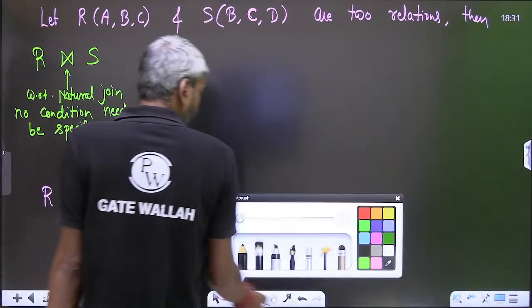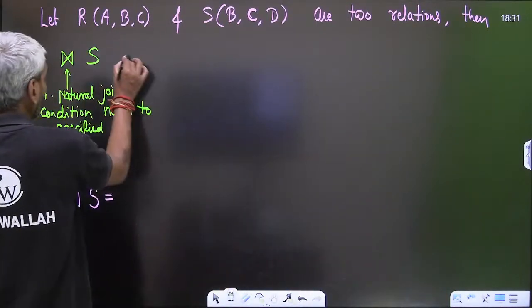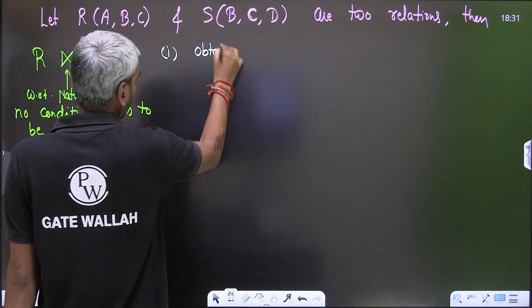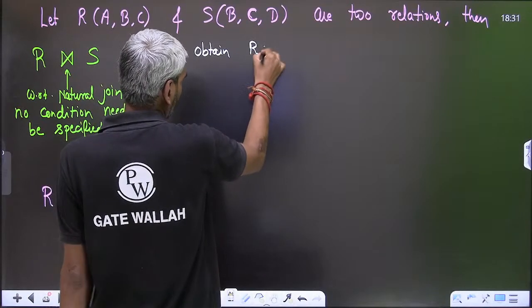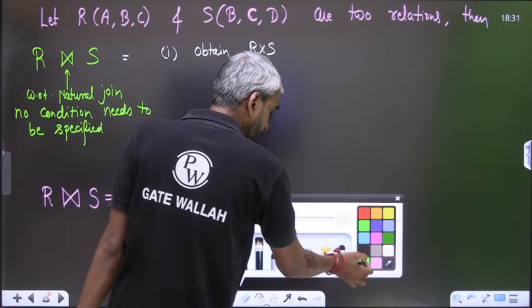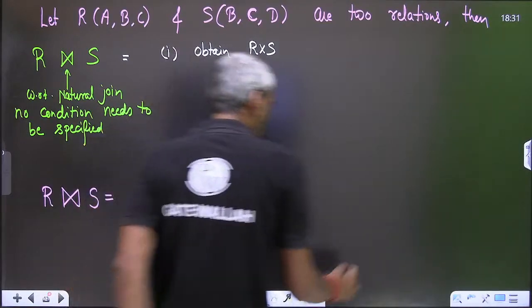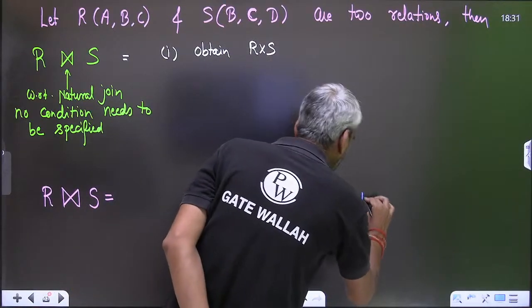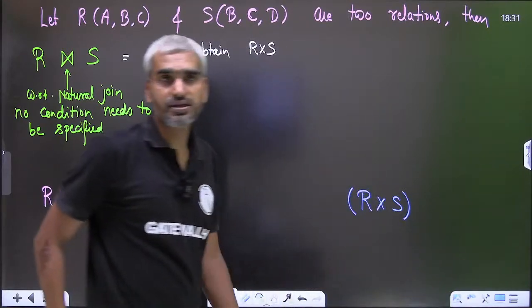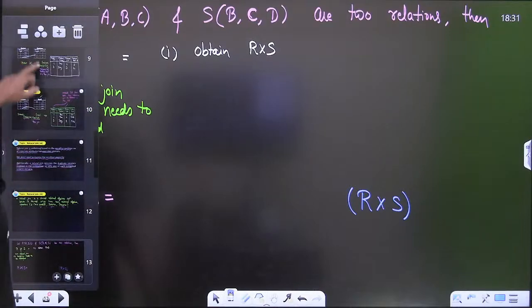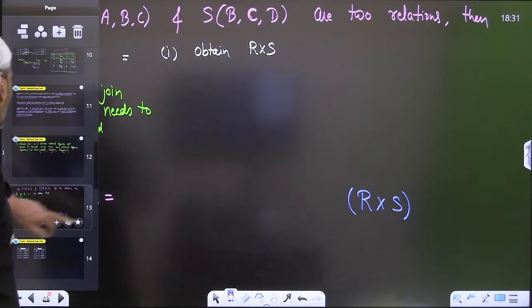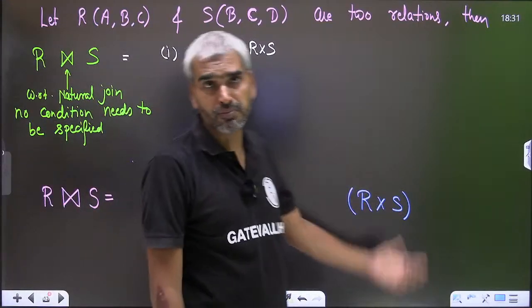The very first thing that will be done to derive natural join will be R cross S. So first of all, we'll perform the cross product of R and S. In any join, whether it is theta join, equi join, natural join, whatever you talk about, the very first operation that will be performed is the cross product.